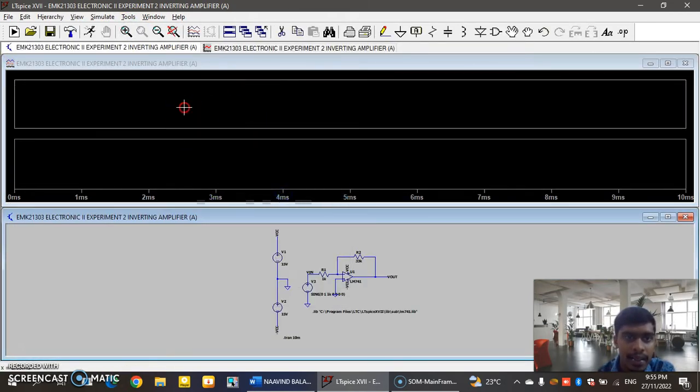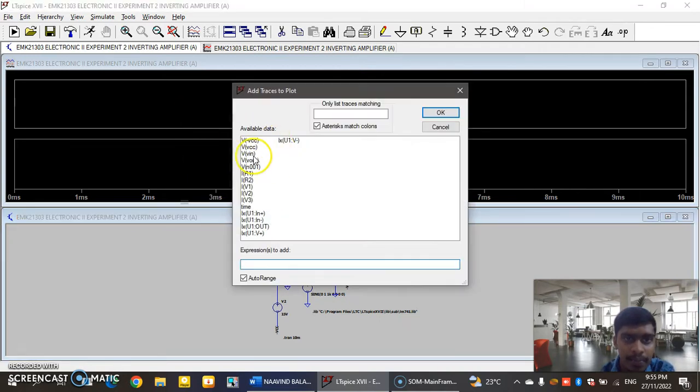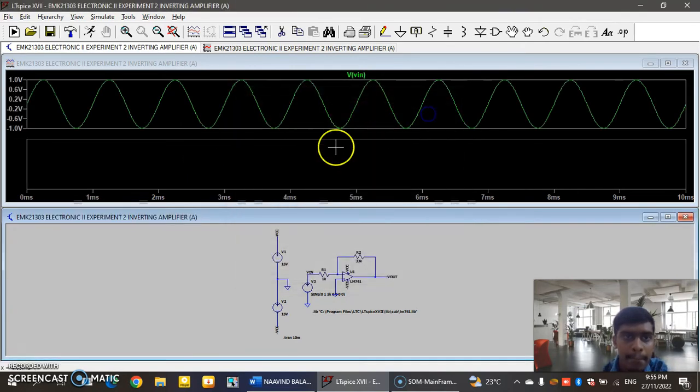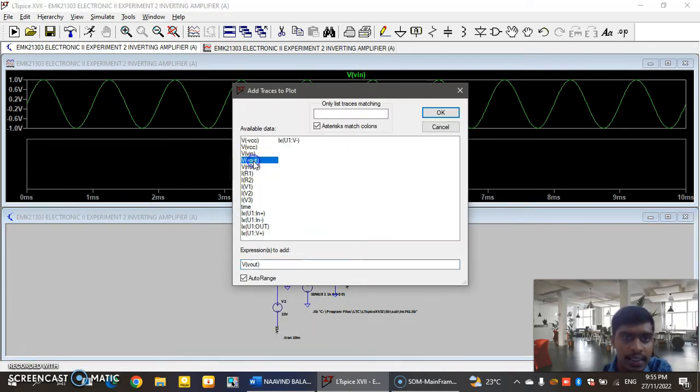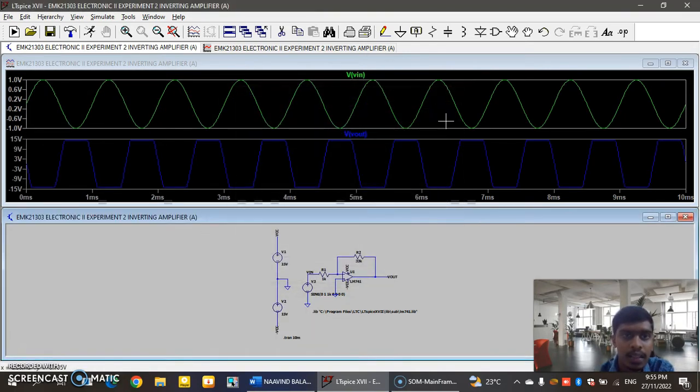So if I run this, my V in should be this one, and my V out is like this, because it is an inverting amplifier. So I get the saturation point, and the waveform should be in the opposite direction. Why is the waveform in the opposite direction?